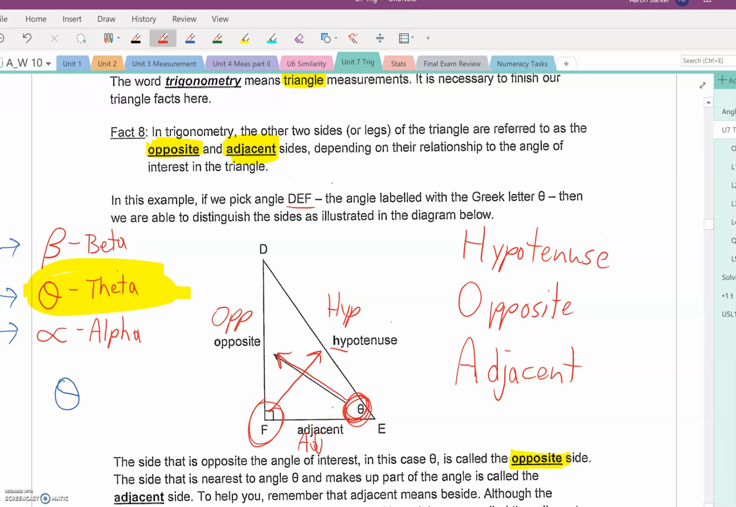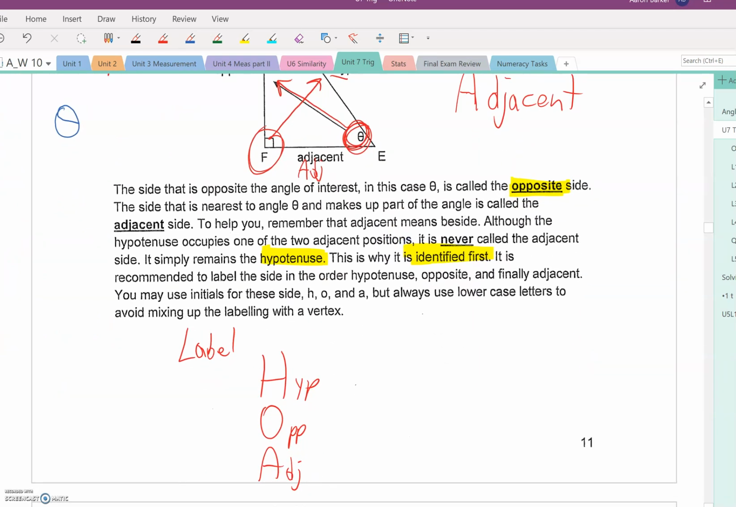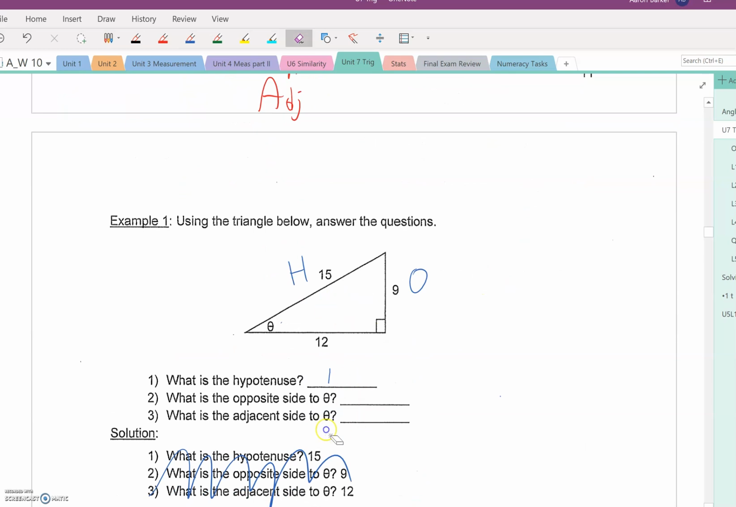I have to label those sides because our trig ratios of sine, cos, and tan all depend on knowing your HOA. So you're going to practice that. On the triangles below, you're going to label H, O, and A. So when you find your angle theta, you can label your hypotenuse, opposite, and adjacent. And here you go. Looking at this example right here, we will go and do labeling your HOA. Pencil at 90 degrees, straight line, that's your hypotenuse. Angle of interest, straight line, that's your opposite. And the one that's left over, adjacent. Label your HOA in that order.